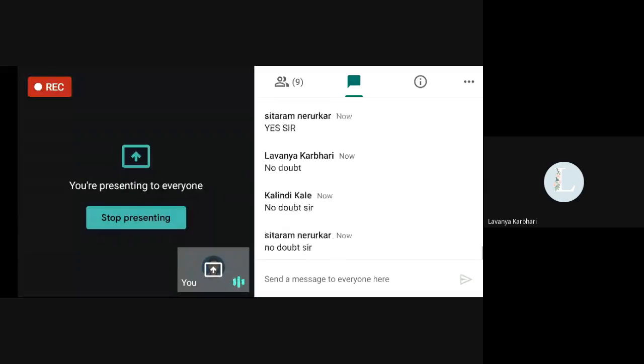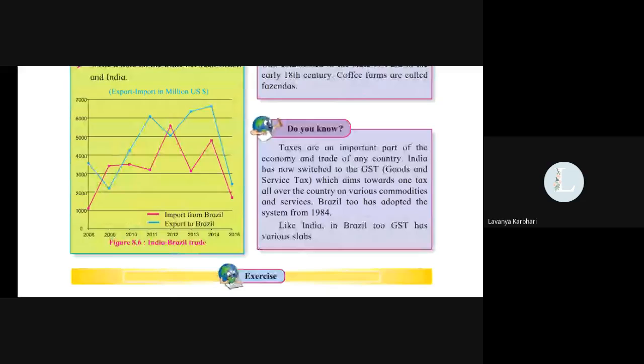Okay, so can I ask some questions on that graph? Will you be able to answer it? Okay. So just tell me, in which year? Okay, let me frame the question.